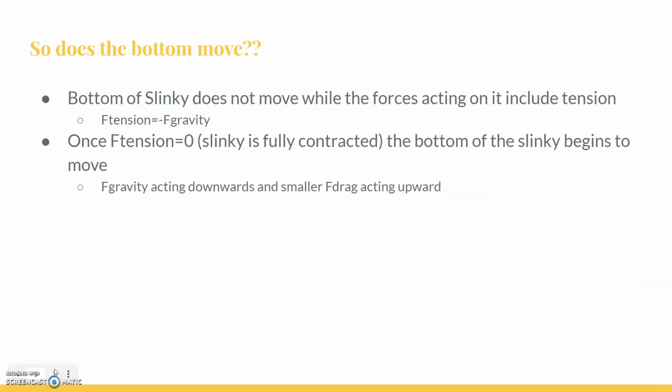So now we can ask our question: does the bottom of the slinky move? As we observe, the bottom of the slinky does not move while the forces acting on it were only tension and the force of gravity. This is because the magnitude of the force of tension is equal to the magnitude of the force of gravity, and they're acting in opposite directions. This would indicate that the net force acting on the bottom of the slinky at this point in time while the slinky was still elongated would be 0, and therefore the velocity is not changing and the slinky is not moving. However, once the slinky has fully contracted and there's no longer a force of tension acting on the slinky, the bottom of the slinky will begin to move.